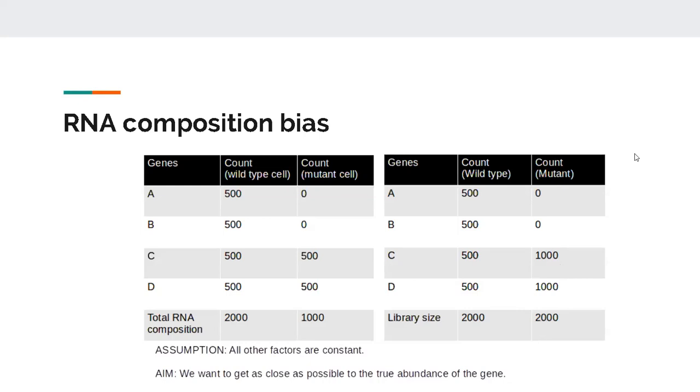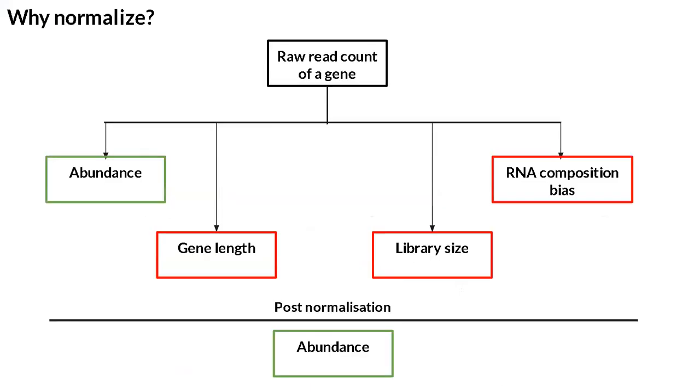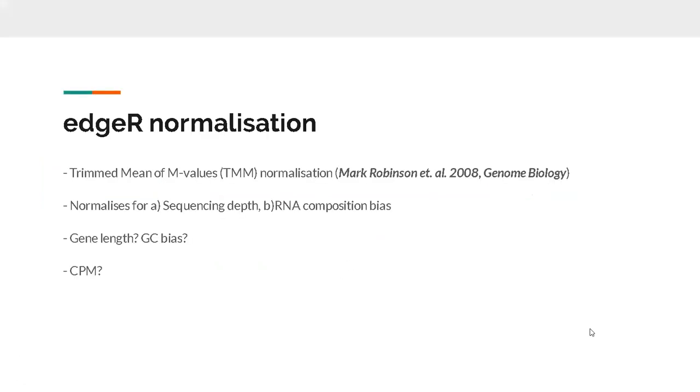So, coming back to what we started with. As we discussed, raw read count could be a result of gene length, library size, RNA composition bias, and of course the abundance, which is what we want to get at. So we need to apply normalization such that we take care of these confounding factors and reach the real abundance. The software that we are going to use, that you had already downloaded, is the edgeR software, and it uses something called a trimmed mean of M values. We'll come to what exactly this TMM normalization is.